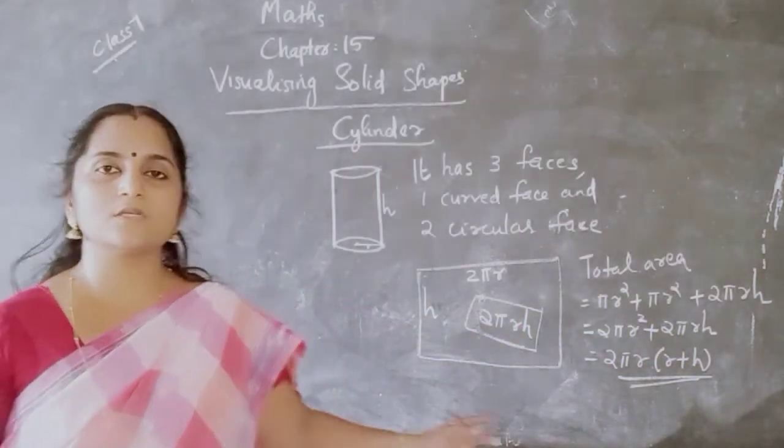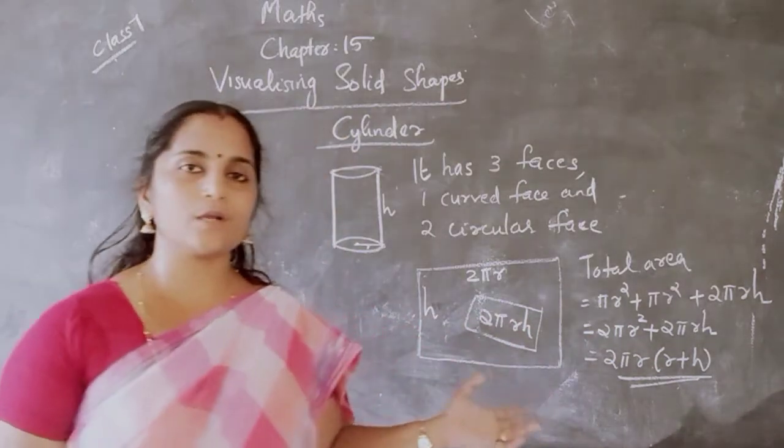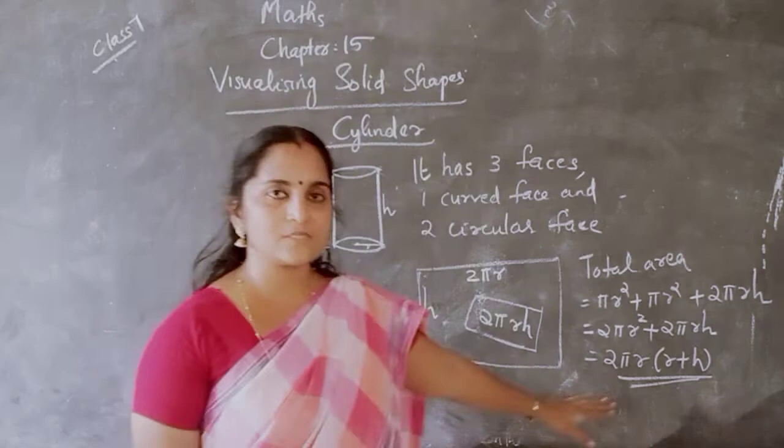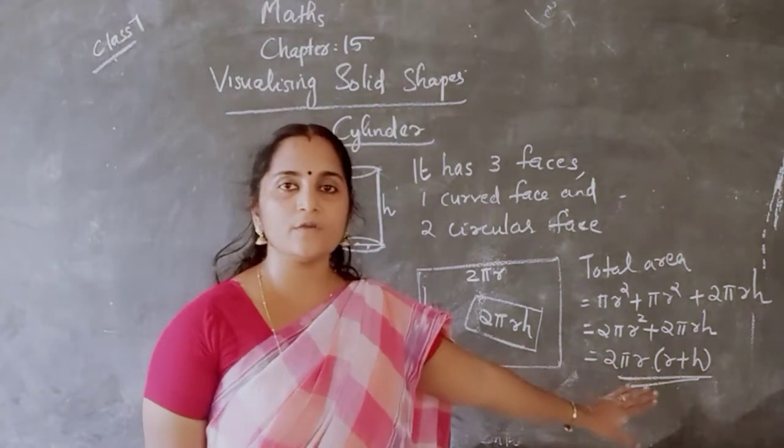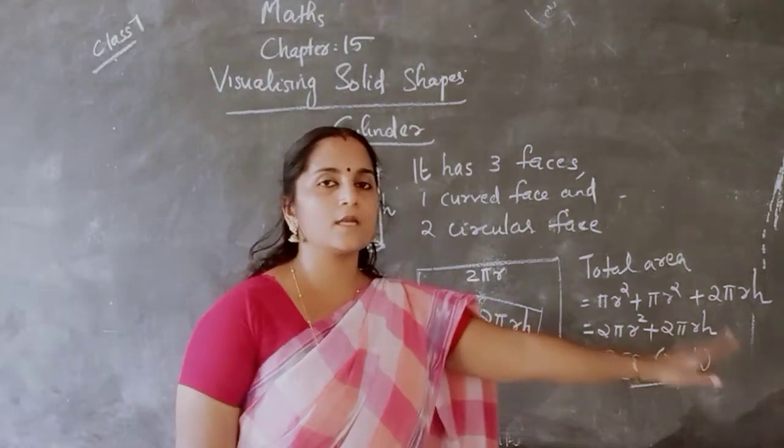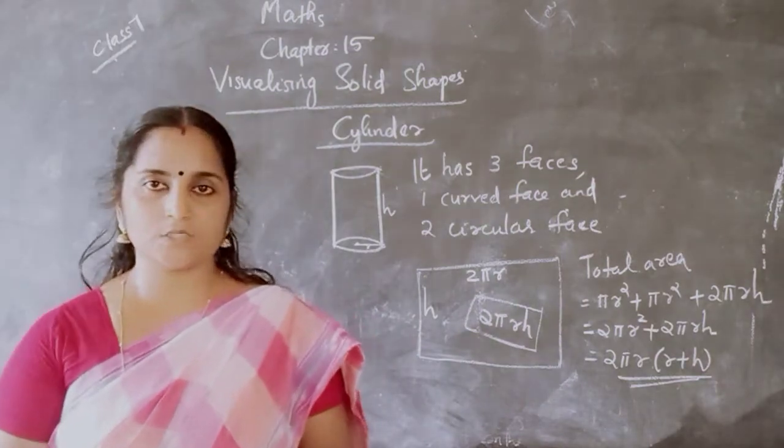We use this equation in the higher class to find out the total surface area of the cylinder. Just I explained how we get this equation: 2 pi r into r plus h. Okay.